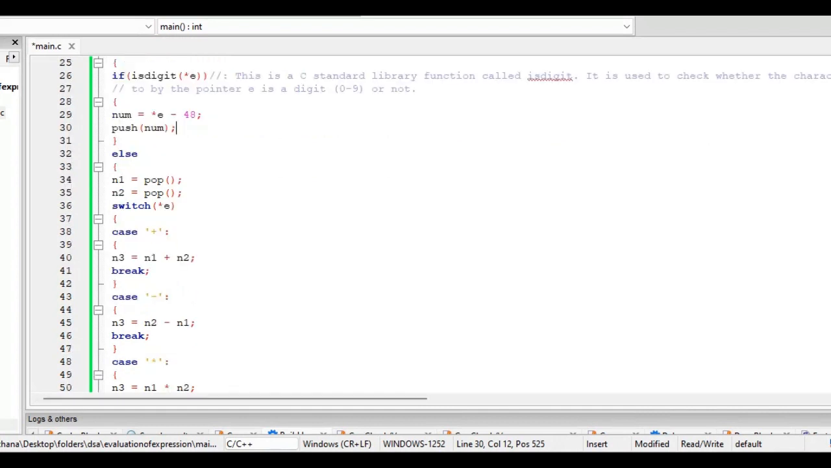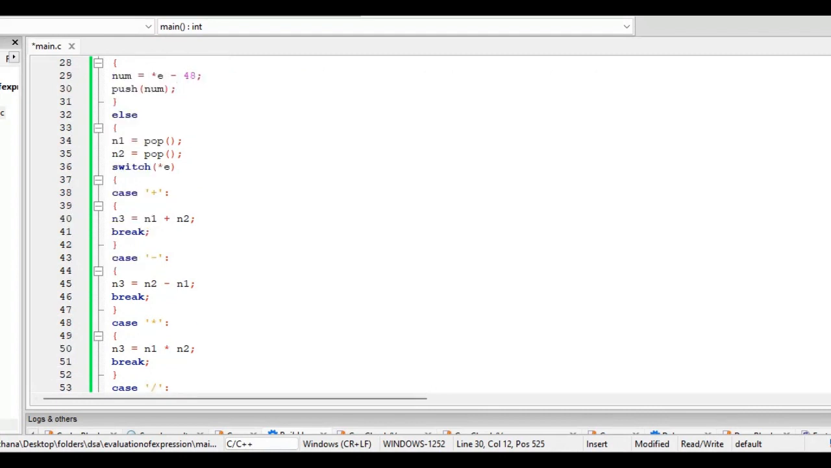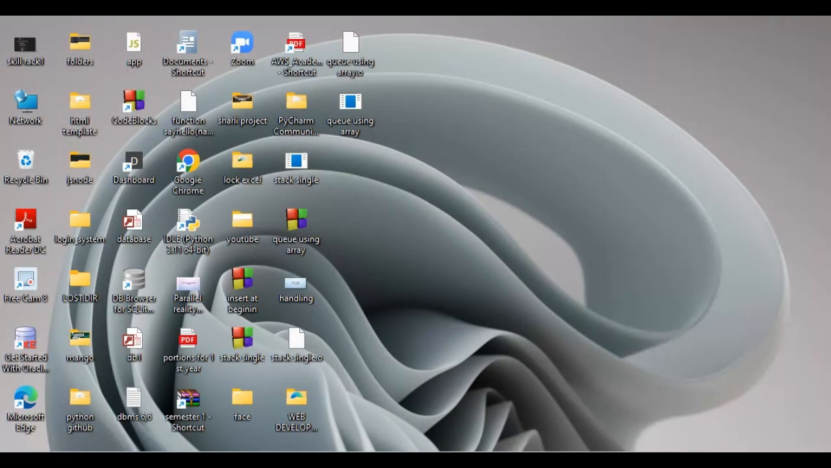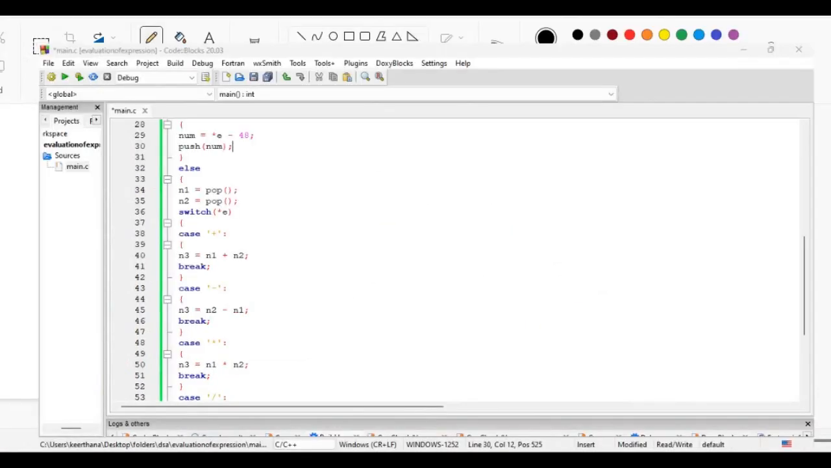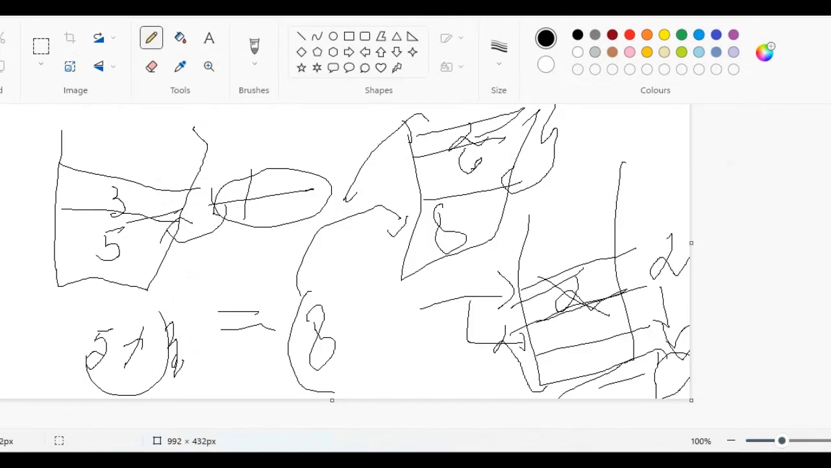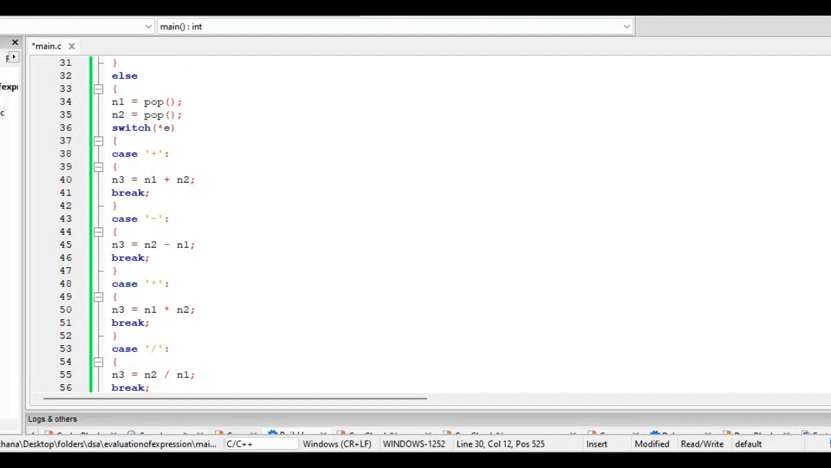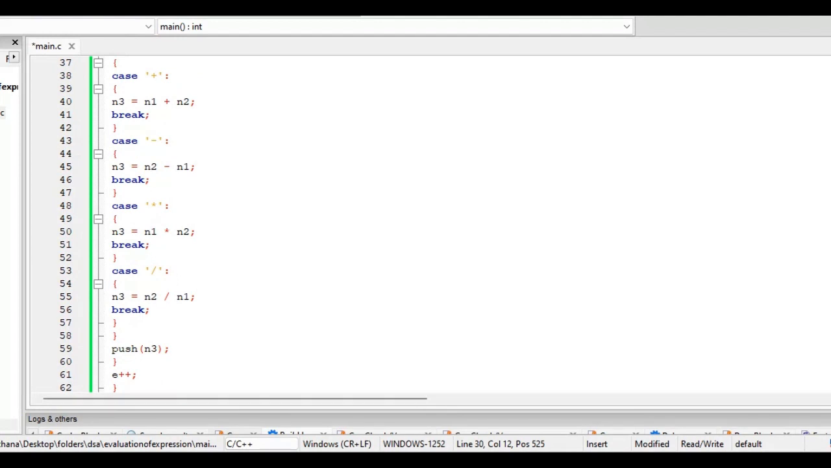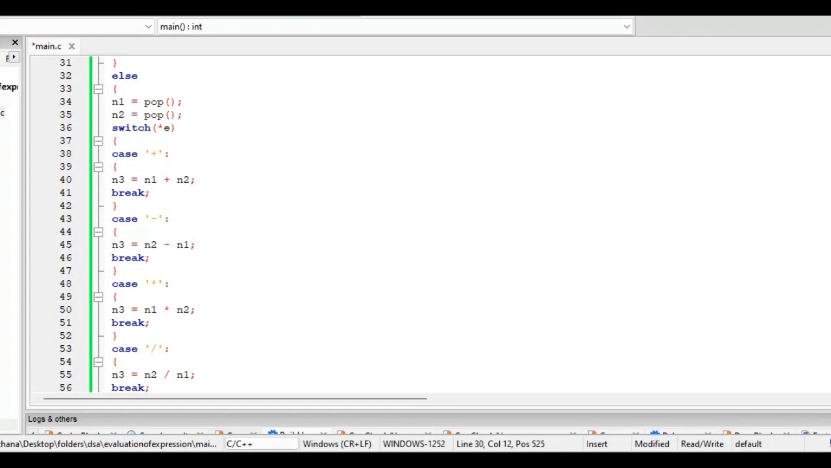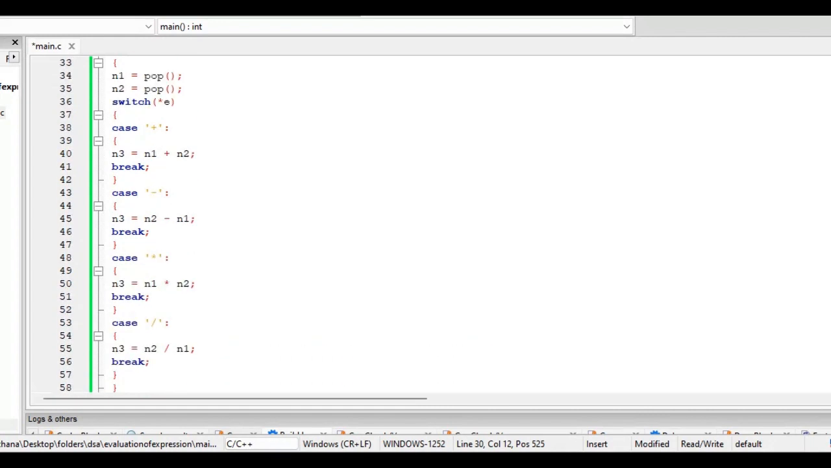Switch asterisk e, then case of plus. If it is plus, n3 is equal to n1 plus n2. That is, 8 is n3. I hope you understand. Case minus means we are subtracting. Case multiplication means we are multiplying. Case division means the larger number divided by the smaller number, that is n2 by n1. Then we are breaking. That's all. I hope you understand this code. We are just doing the operations given in the stack.